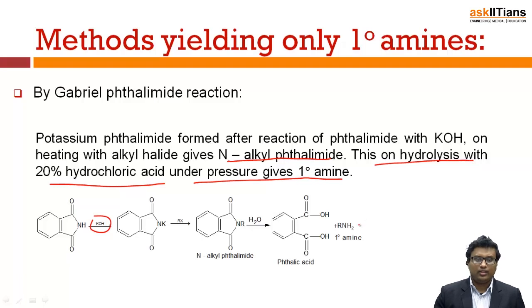So in the whole process, one important thing is that you have to understand what is alkyl phthalimide. So this is an alkyl phthalimide, right? This on hydrolysis in presence of 20% HCl, you will get phthalic acid and NH2. So can I say now the Gabriel phthalimide reaction is also a preparation technique for your acid, which is a phthalic acid? Yes, I can say that, but also you will get a 1 degree amine.